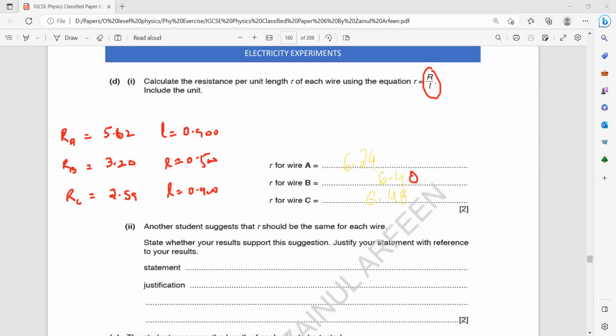And the unit is also important, as you have to complete the answer, including a unit. The unit of the resistance is ohm and the length was given in meter. So what is the unit here? We'll write ohm meter. Or you can write ohm meter to the power minus 1.